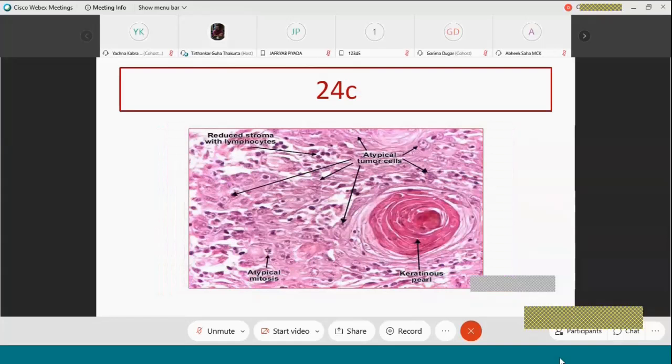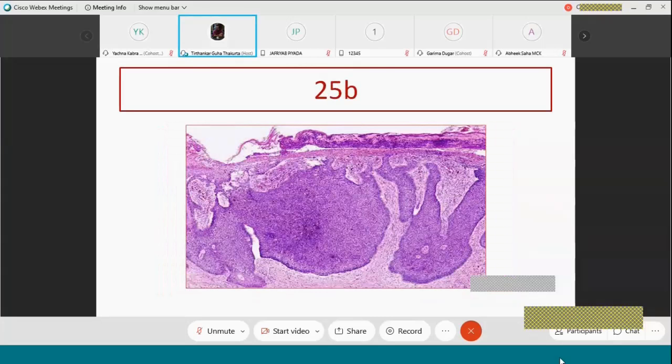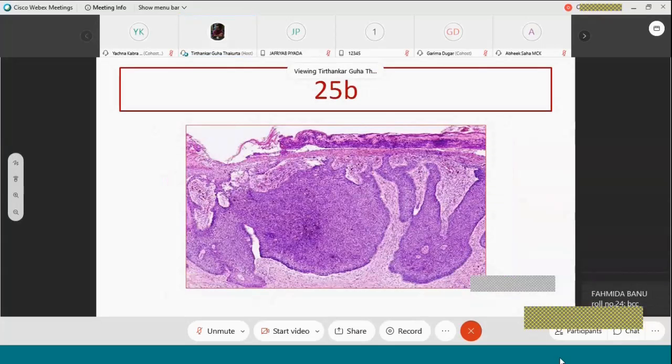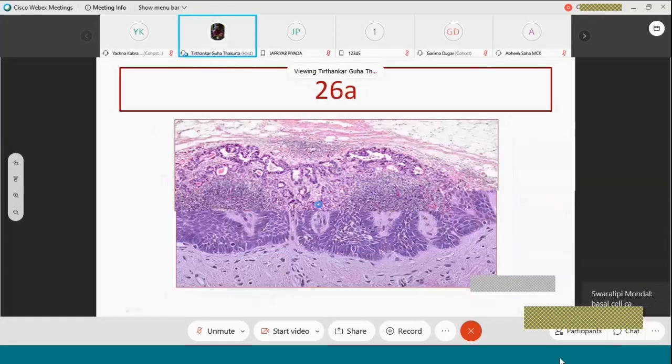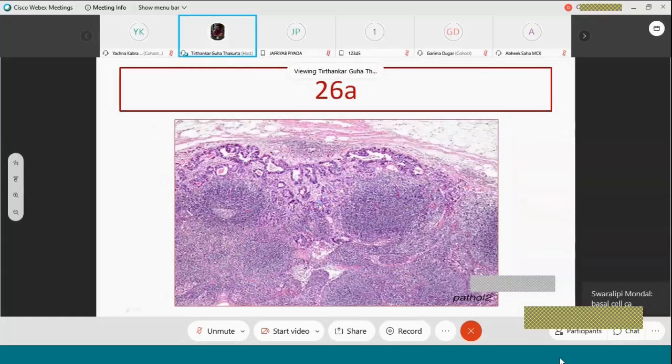What is this tumor called? Wonderful. Basal cell carcinoma. What is the diagnosis here? This is metastatic lymph node.